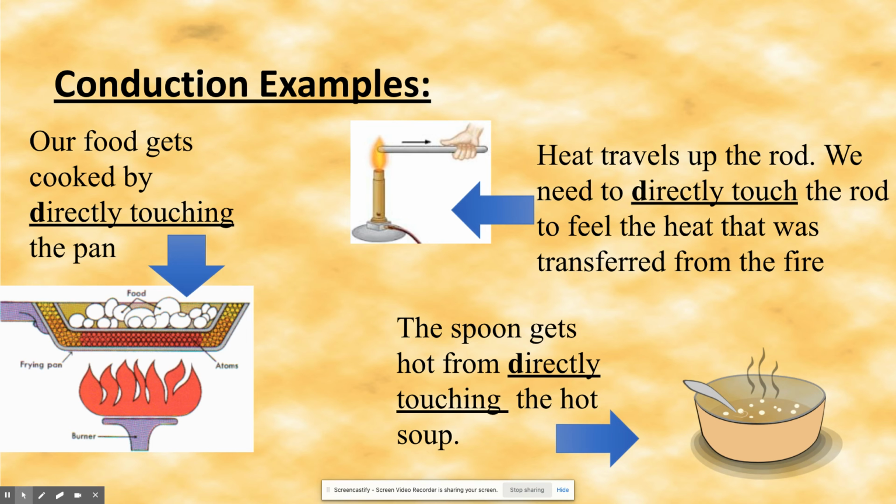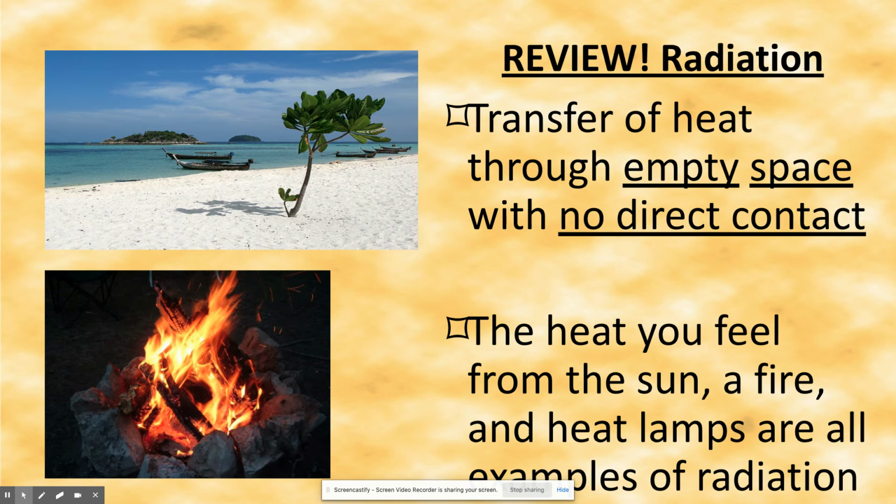And we have some examples of conduction. Remember, our food gets cooked directly by touching the pan, and then the metal rod, heat travels up the rod, and we need to directly touch the rod to feel that the heat was transferred from the fire. And the spoon gets hot from directly touching the hot soup. So that is conduction. And last but not least, we got radiation, right?